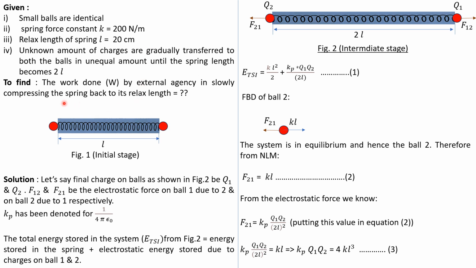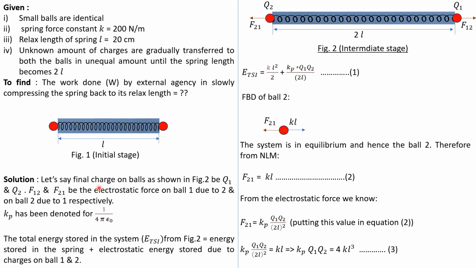What is to find is the work done by an external agency in slowly compressing the spring back to its relaxed length L. Due to the charges on these two balls, the spring length has become 2L. So when you apply the external force and bring it back slowly to length L, what is the work done by that force on the system that we are to find out?